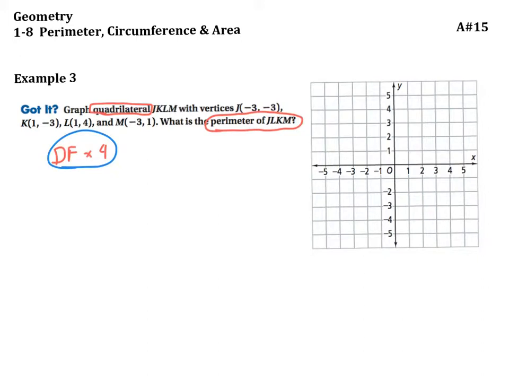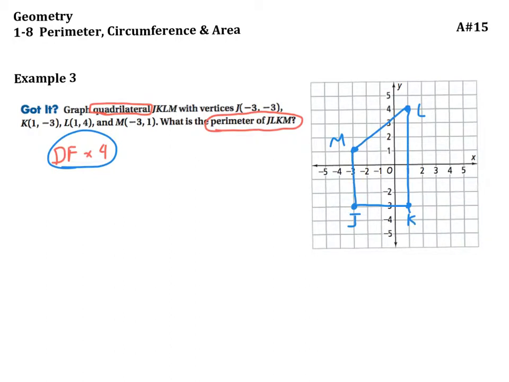So -3, -3 is down here. So there's my J. K is at 1, -3, which is here. 1, 4 is where L is. And lastly, -3, 1 is right there. And that's M. So if I were to connect the dots, we could see that I do have to do all 4 because it's a trapezoid.